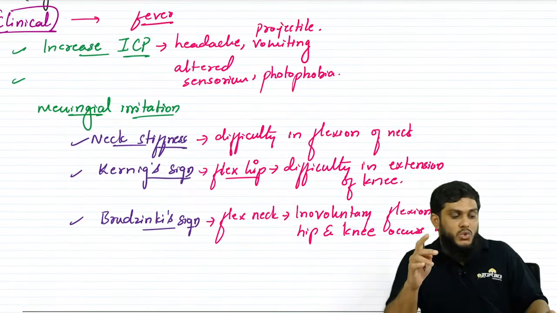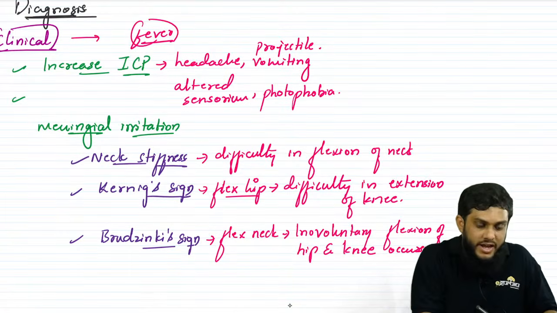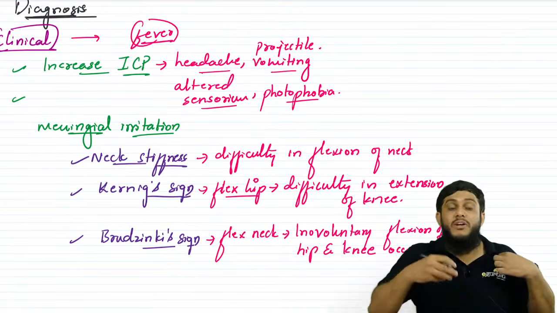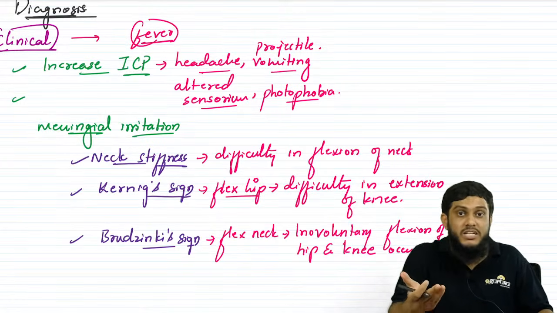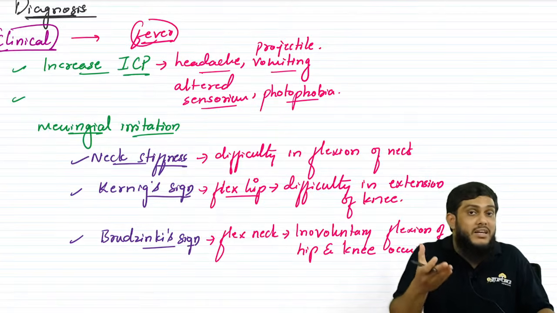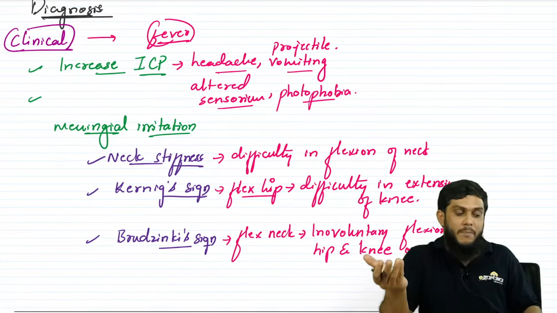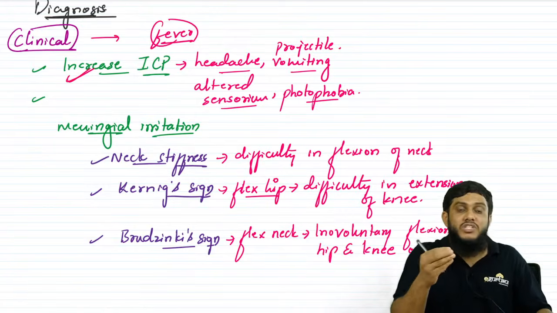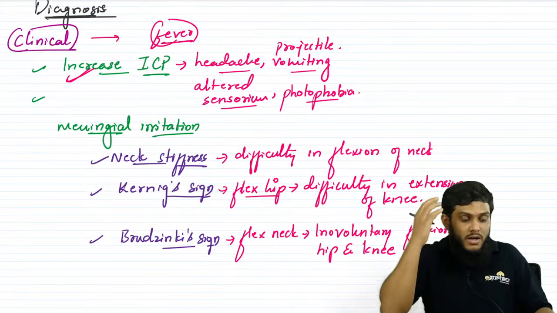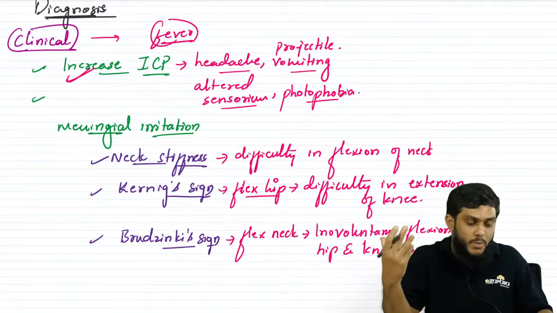Very important. We see fever due to inflammation, and we see headache, projectile vomiting, altered sensorium, and photophobia due to increase in intracranial pressure, ICP. That happens in meningitis, but increased ICP can happen in encephalitis and other diseases of the central nervous system, CNS. So this is not characteristic of meningitis, but of some CNS diseases: headache, projectile vomiting, altered sensorium, and photophobia.